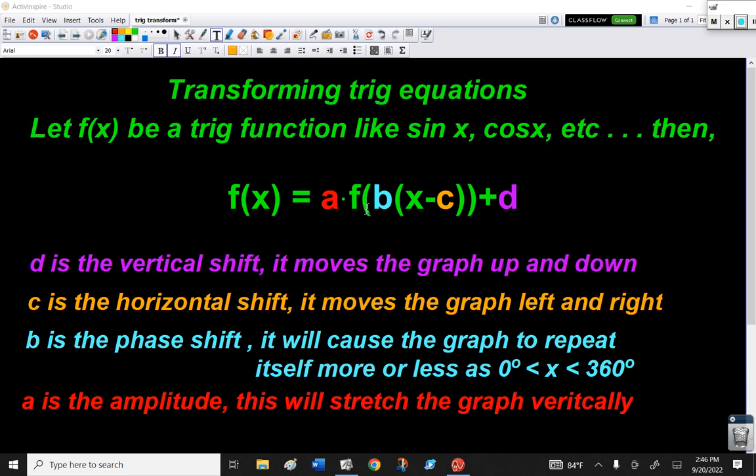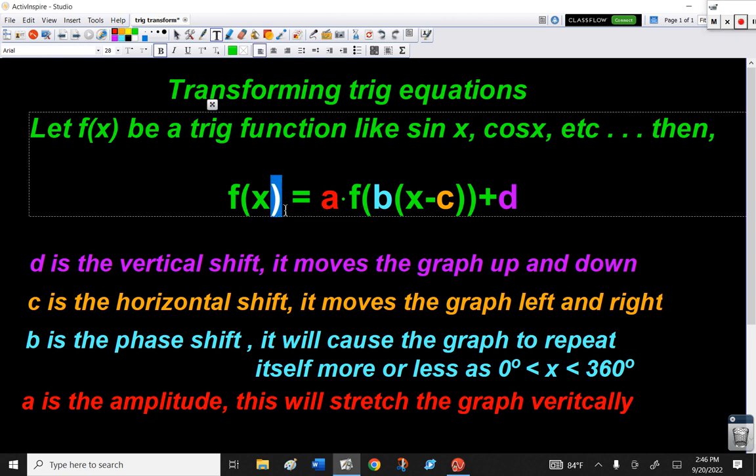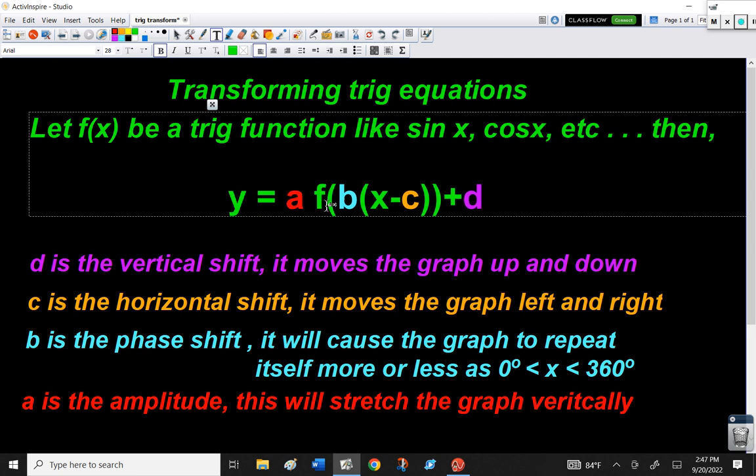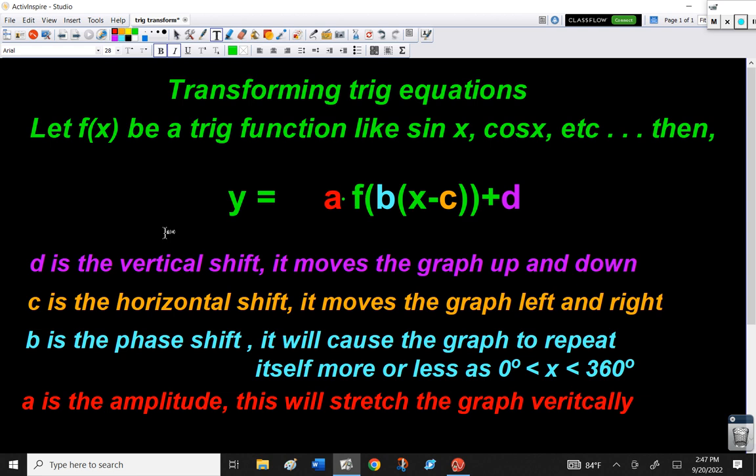we're going to let f of x be, and actually, you know what, I was just thinking about it right now. This should be y equals a times f of b times x minus c, plus d. So if you wouldn't mind, do me a favor, go ahead and write that down. This equation, y equals a times f at b times x minus c plus d. Please put all the parentheses there.